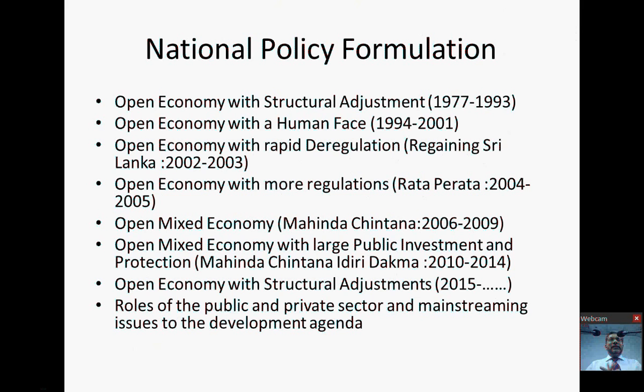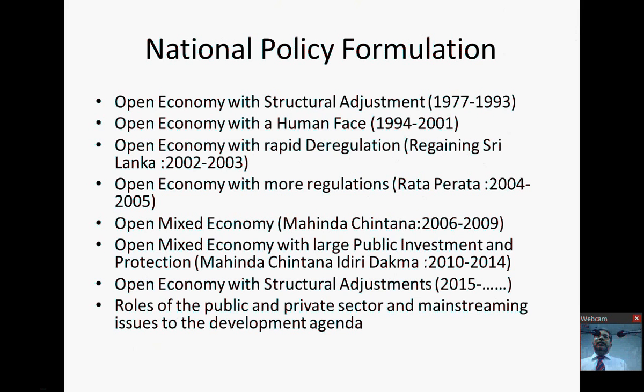So from this, what one has to gather is the following: the roles of the public and private sector in mainstreaming issues to the development agenda. You see, the roles of the public and private sector differ in various models. Though we are now more oriented towards the export-oriented economy, under one model the private sector will play a bigger role. In the other, the public sector will play a bigger role. Now, if you look at the period 2006 to 2014, the public sector was given a huge role with all these public investment schemes and so on and so forth.